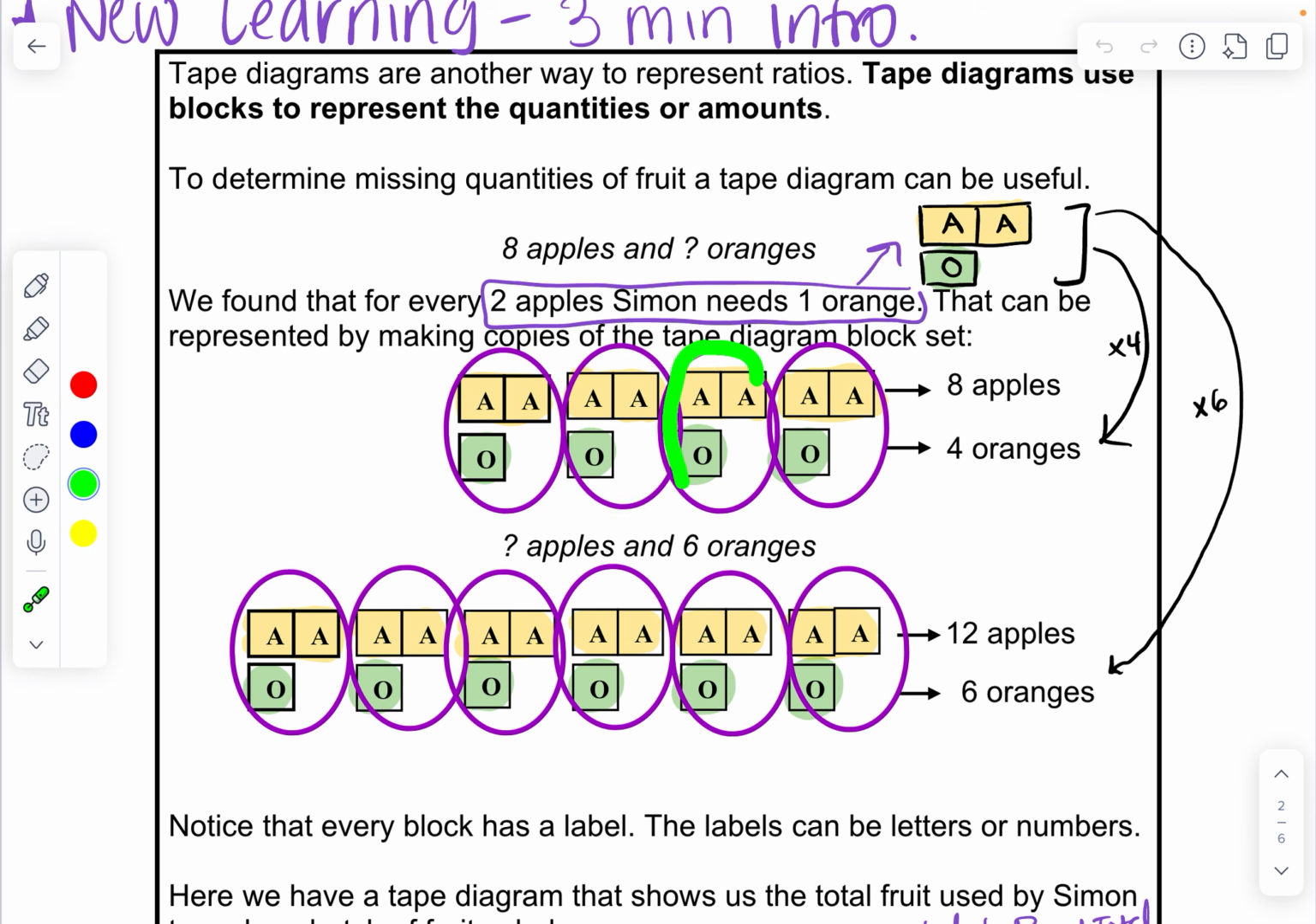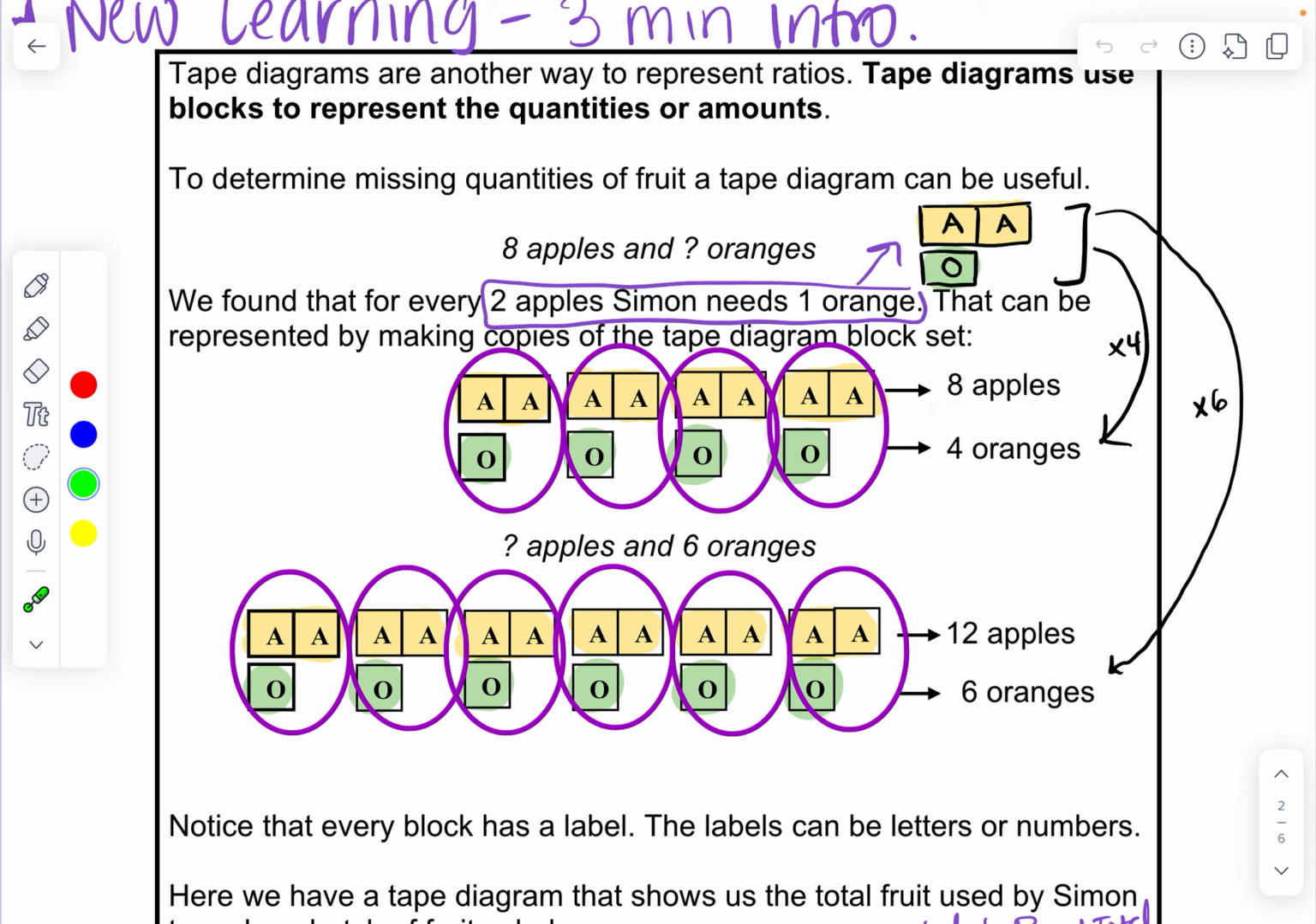Let me make another copy. When I made another copy, now I have 6 apples all together. When I make my last copy here, I end up with 8 apples. So if I have 8 apples, then that means that I have 1, 2, 3, 4 oranges. Okay, it's the same thing like saying this image has been copied 4 times. Once this image has been copied 4 times, I end up with 8 apples and 4 oranges.